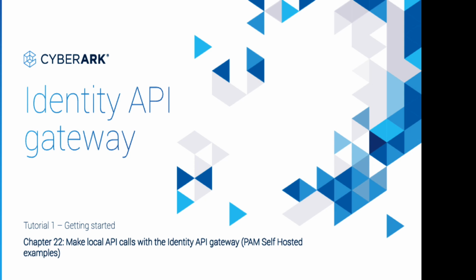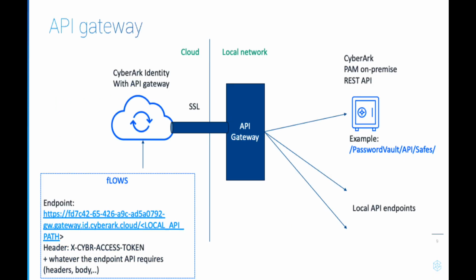In this chapter, we will speak about how you can make local API calls with the use of the CyberArk API Gateway. What is the API Gateway? The API Gateway allows you to run local API calls by the use of a gateway that you install on your local network. So this means that you can make an API call from the cloud, from anywhere, over CyberArk Identity with the API Gateway to any on-prem or local API endpoint that may be available.